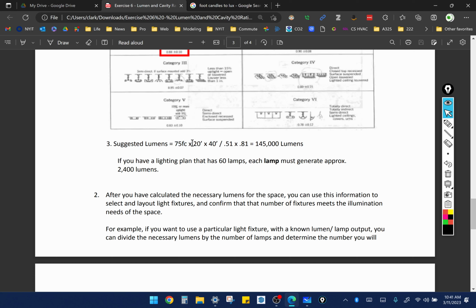75 foot candles times the area divided by the coefficient of utilization and the light loss factor, we get 145,000 lumens. Then they're saying in their design they have 60 lamps. That's not 60 fixtures, that's 60 lamps. And so that means that each lamp would need to put out 2,400 lumens. So if I found a fixture that had 4 lamps in it, then each of those lamps would need to put out 600 lumens, right?